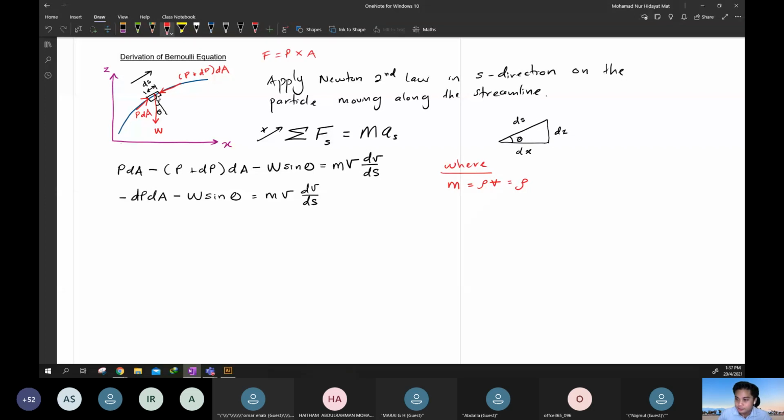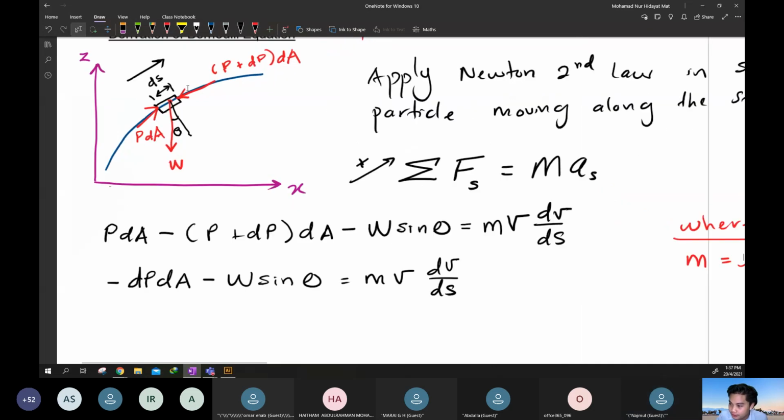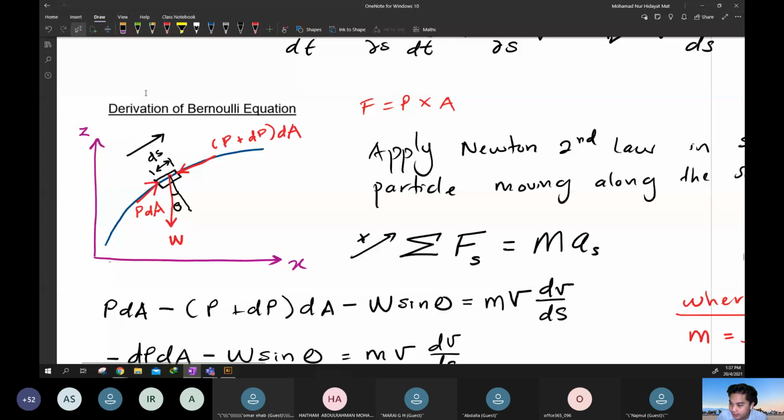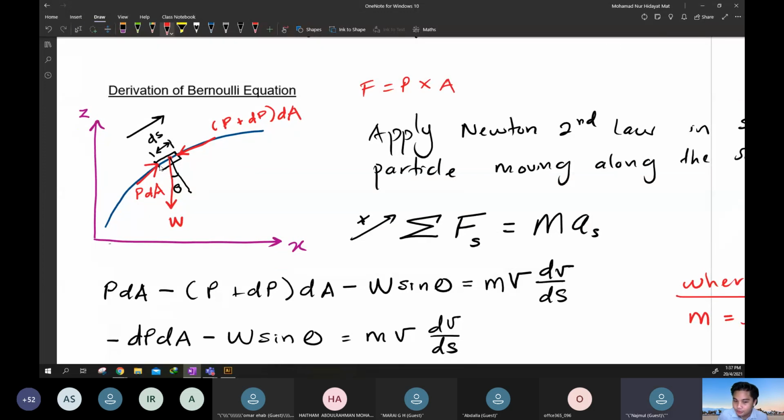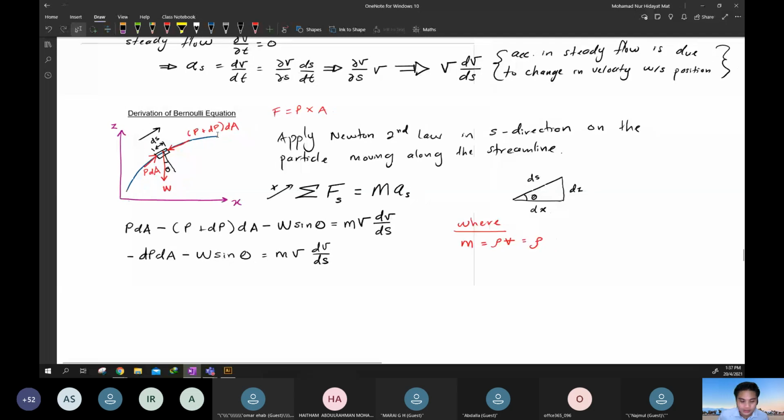So what's the volume? Anyone? How to get the volume of this rectangle box? We have the cross-sectional area here, and then we have the dS here. So the cross-sectional area into dS. Yes, correct. The cross-sectional area multiplied with dS, we get the volume, dA dS.